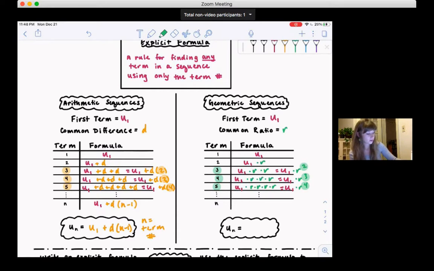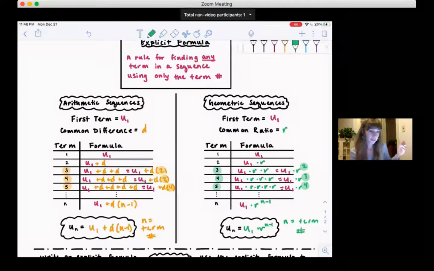So if our term number is n, the formula would be u1, then we multiply by r, and the power is 1 less than the term number. So the power will be n minus 1. And that's going to be our explicit formula for the geometric sequence. So it will be u1, the first term, times r to the n minus 1 power, where again n equals the term number.